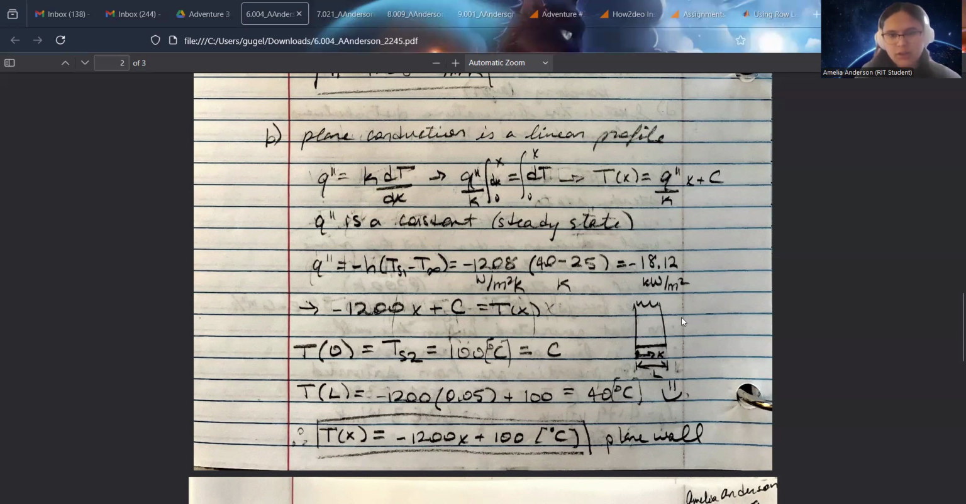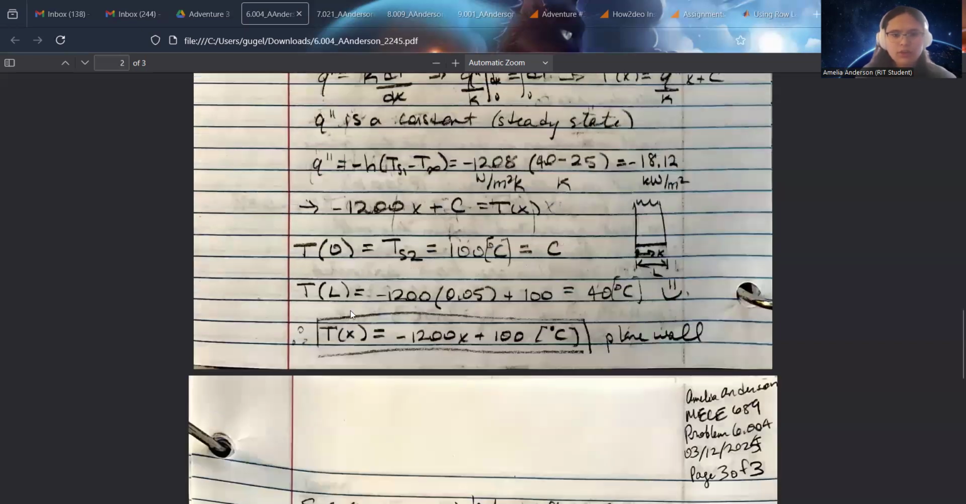This is the side that's exposed to water. This is the side that is not. We know that's 100 degrees C. So we know that actually ends up being C, because if X equals 0, this term goes away. We can sanity check ourselves and say, okay, at L, which we know is 0.05, given this value that we calculated earlier, plus C, do we get 40 degrees Celsius? And we do, so that's nice.